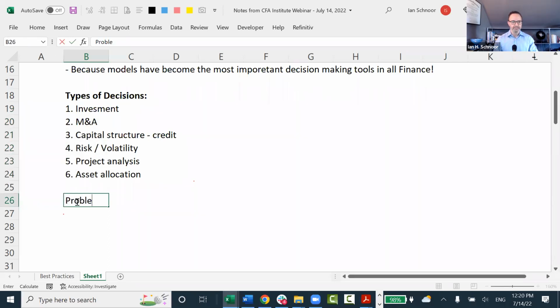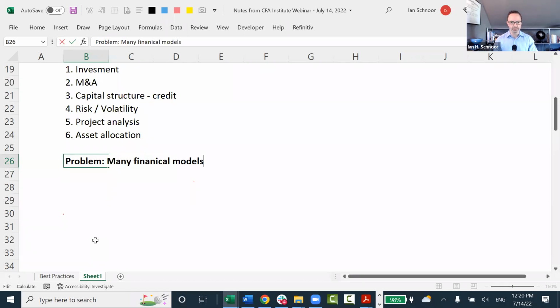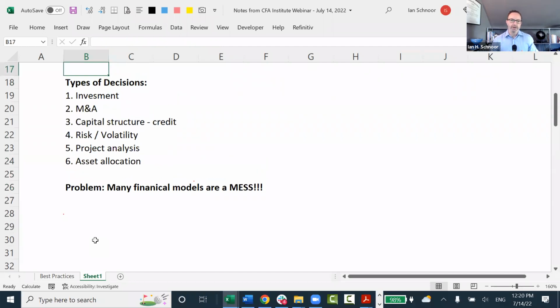Well, that's awesome, but there's a problem. There's a problem, and that's why we're here. That's why recruiters are looking for strong modelers, and that's why there's such a demand for modeling skills these days. The problem is that many financial models that exist in the world today are a mess. People's financial models are a disaster. They don't work very well. People struggle with their models. And as a result, when your models are problematic, when your models don't work, it's very difficult to make optimal financial decisions.